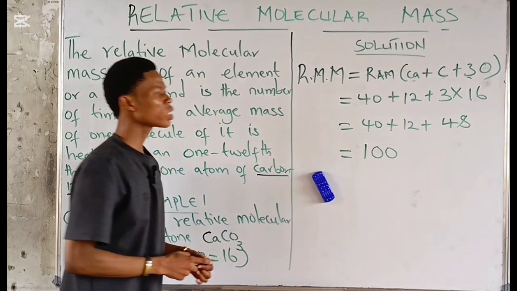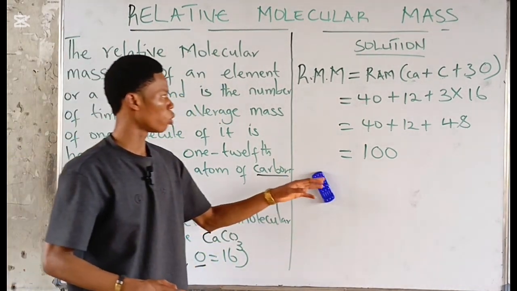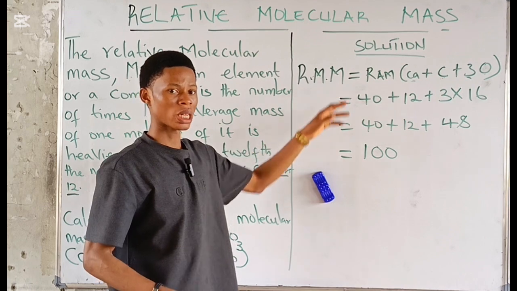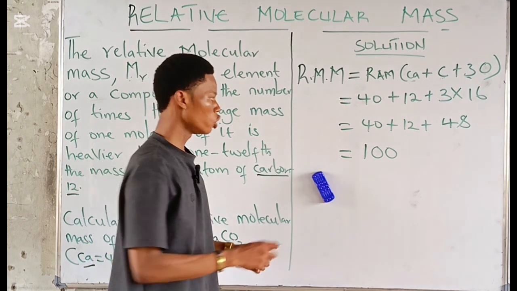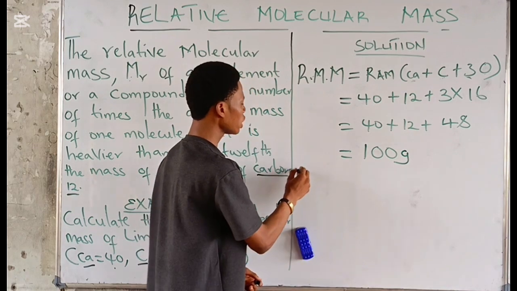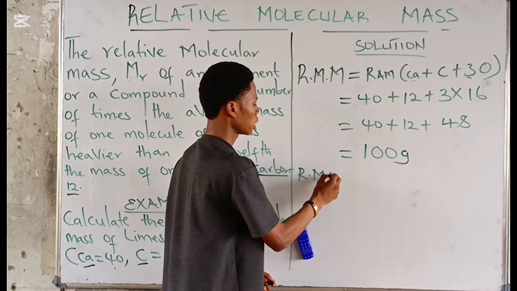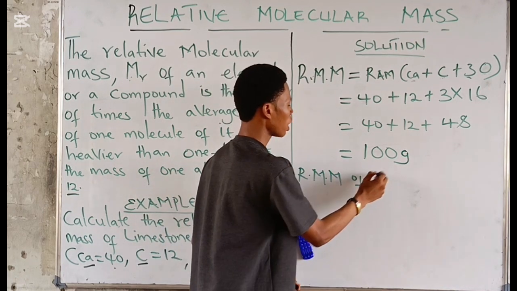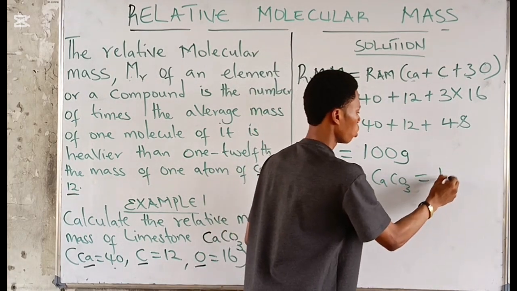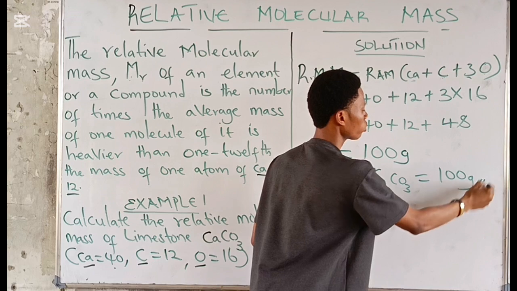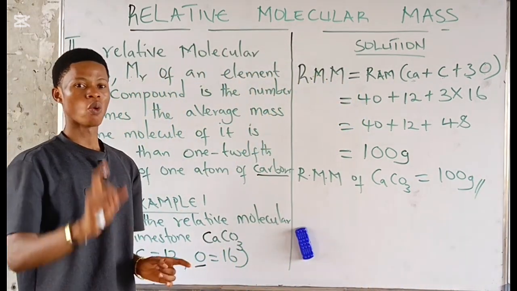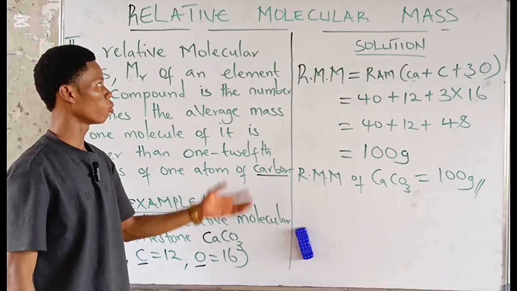But now, what is the unit? Because you can't just write 100. Relative molecular mass. We are looking at mass, right? So for mass, the unit is in grams. So we can conclude that the relative molecular mass of calcium trioxocarbonate, that's limestone, is equal to 100 grams. So this is one way of solving relative molecular mass.